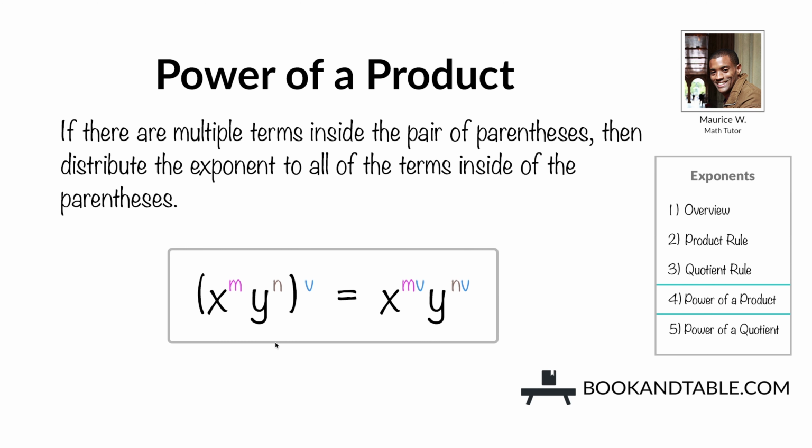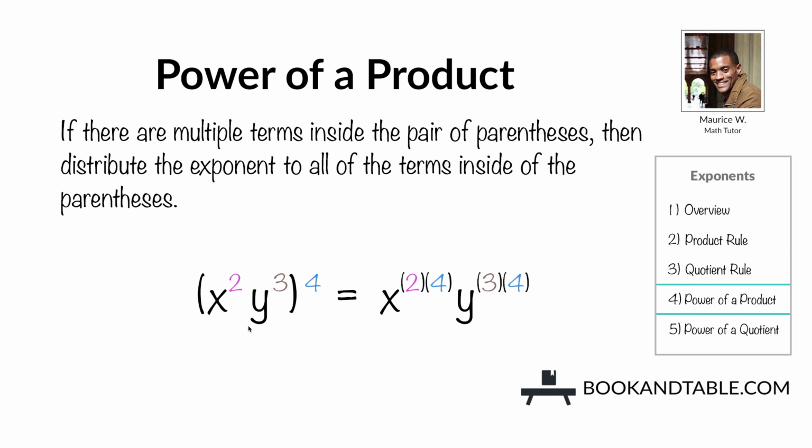The power of a product is similar. That is when you have a product inside the parentheses and an exponent on the outside. You distribute that exponent to each term inside. So the v gets distributed to the x and to the y. So we multiply it times this exponent of m and this exponent of n to give us x to the mv times y to the nv. Okay, so if there are multiple terms inside the pair of parentheses, like we have here, then distribute the exponent to all of the terms inside of the parentheses.